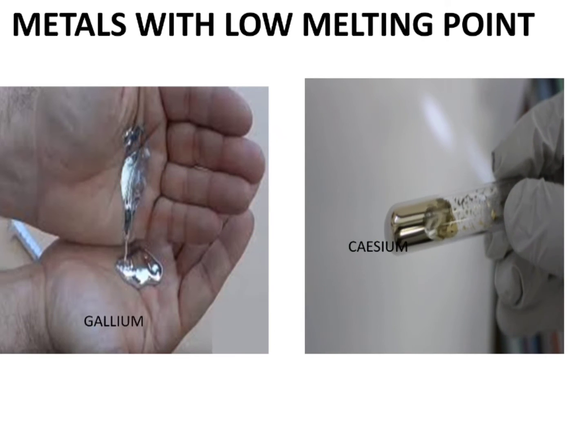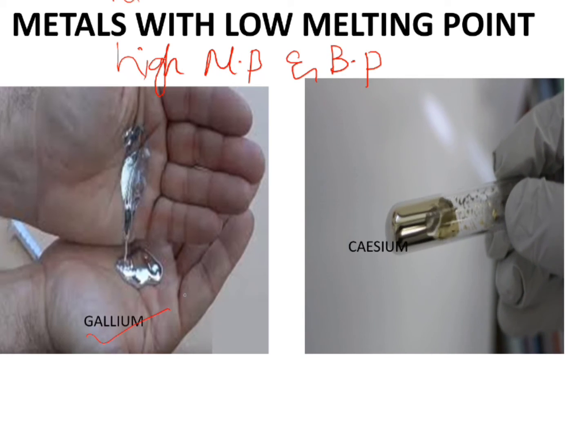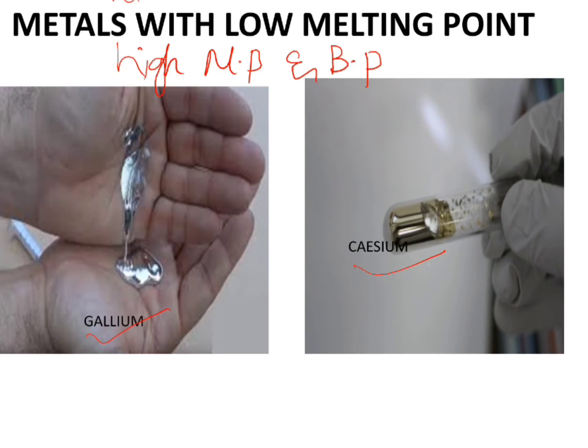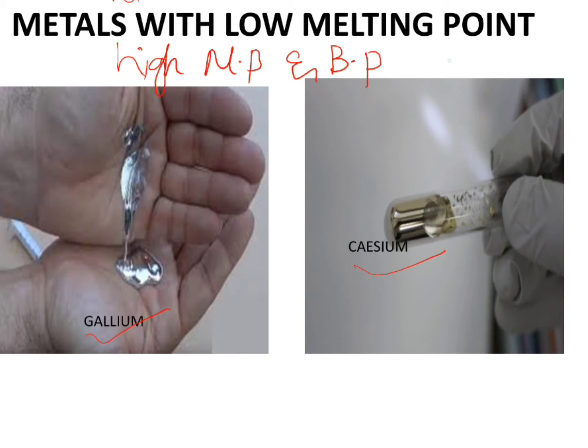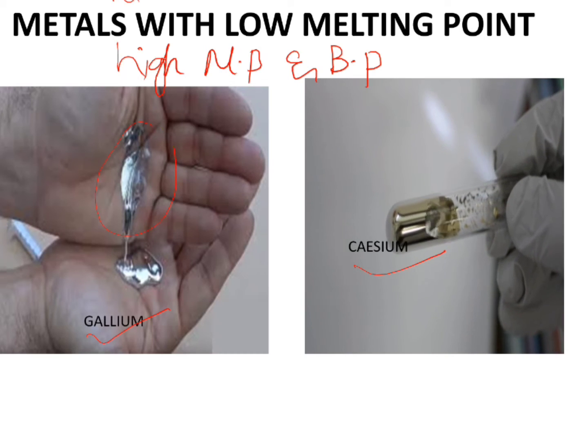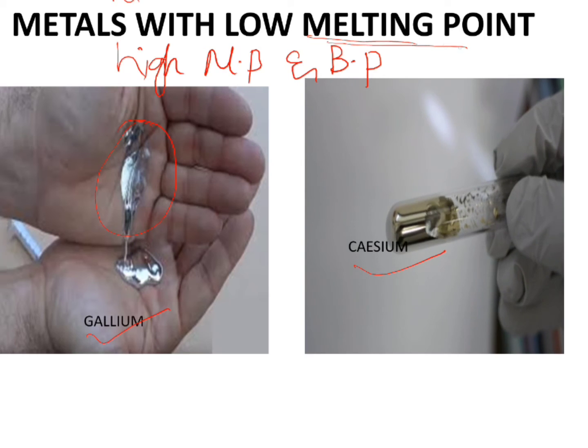Metals generally have a high melting and boiling point. There are exceptions like gallium and cesium. These metals have a very low melting point. Even the heat from the palm can melt these metals. So they have an extremely low melting point.